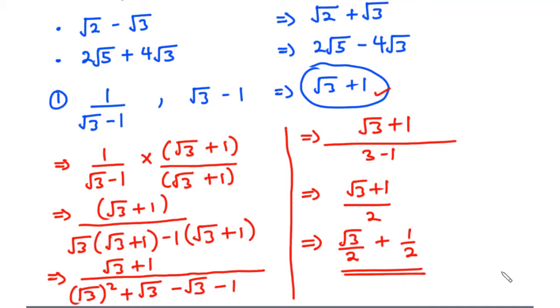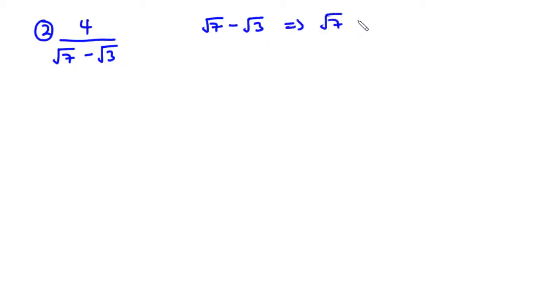Now let's solve the second question. So for the second question, we are going to rationalize 4 over root 7 minus root 3. So as usual, we are going to multiply top and bottom by the conjugate of the denominator. Now the conjugate of root 7 minus root 3 is root 7 plus root 3. So now let's multiply top and bottom by root 7 plus root 3.